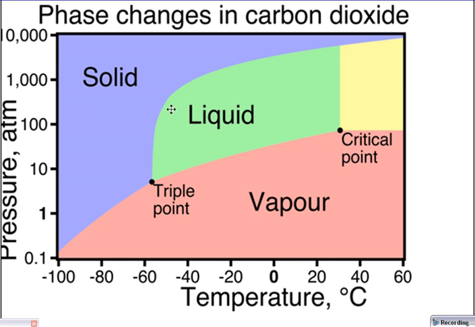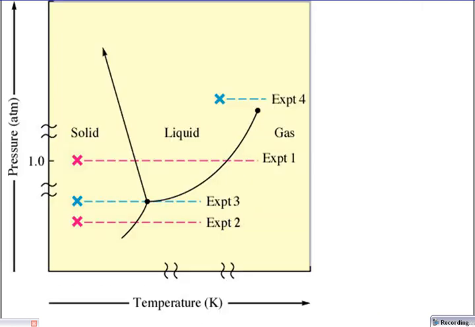Now, along each line, you find a phase equilibrium. Along this line, I have both solids and vapor existing in equilibrium. Along this line here, I have a solid and a liquid both existing in equilibrium. Along this line here, I have a liquid and a vapor existing in equilibrium. The point at which all three intersect is called the triple point, where all three, solid, liquid, and gas, exist in a phase equilibrium.